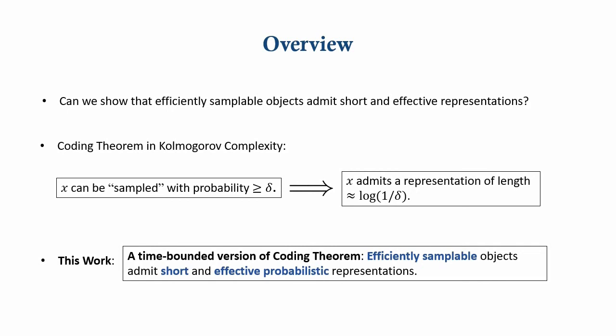A classical result in Kolmogorov complexity called the coding theorem says that if an object can be sampled with probability delta, then it has a representation of length about log 1 over delta. In this work, we prove a time-bounded version of the coding theorem, which shows that efficiently sampleable objects admit short and effective probabilistic representations.